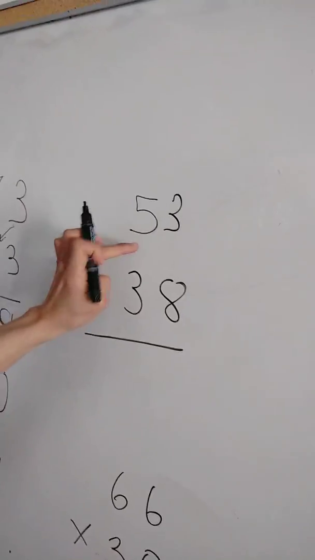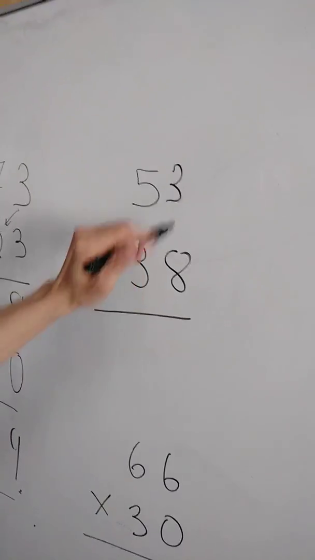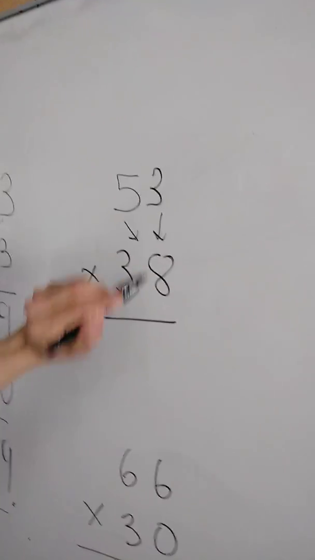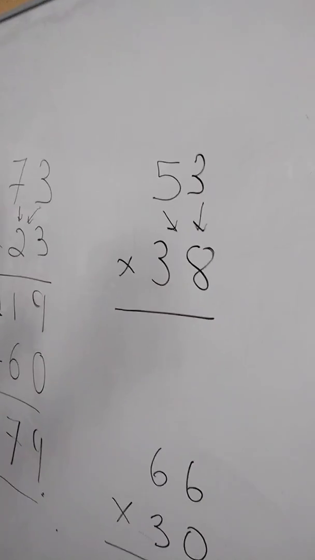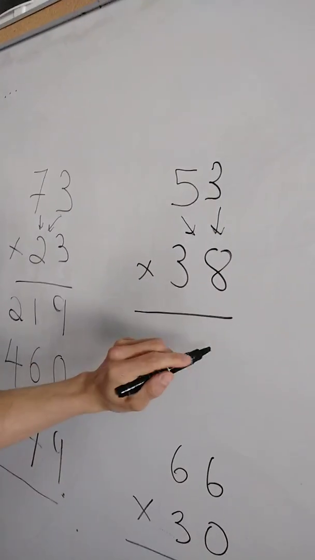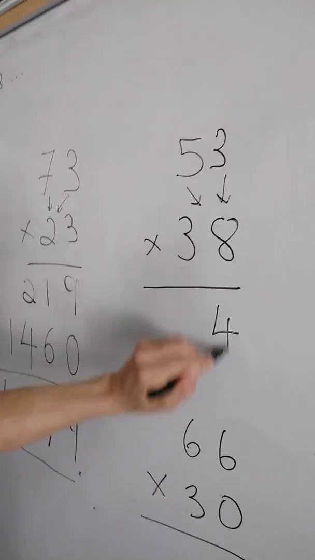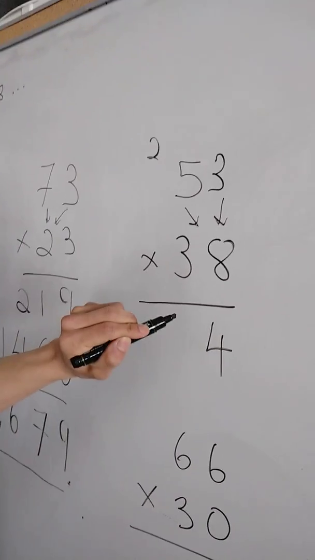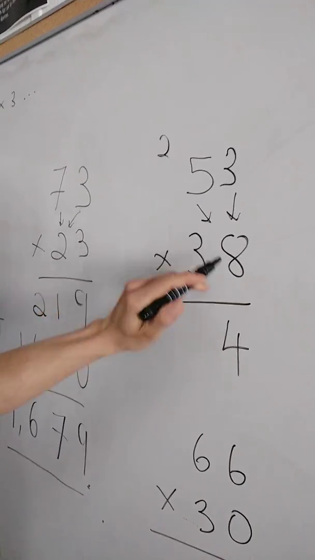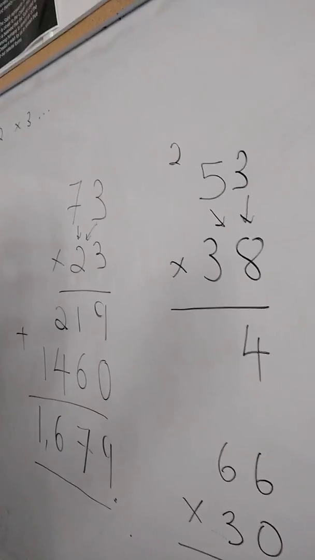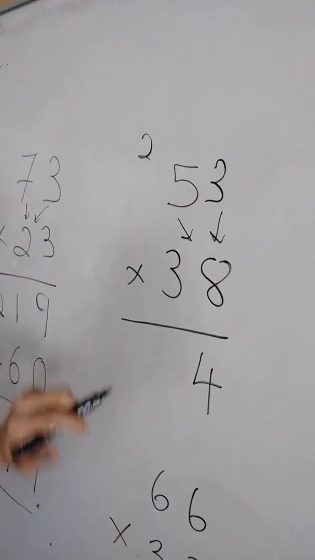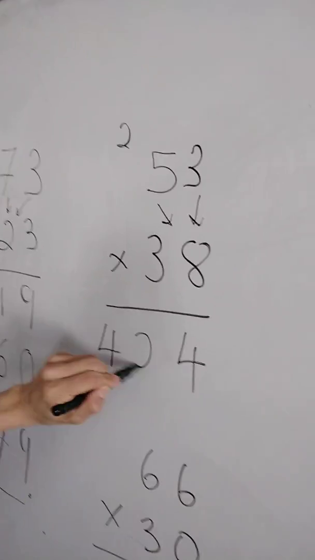Next. Okay, so now we have 53 times 38. So once again, the arrows will come, and then they'll tackle 8 over here. 3 times 8, what do we get? We get 24. 2, 4. And then 5 times 8, what do we get? 40. 40 plus 2, okay? You get 42 over here.